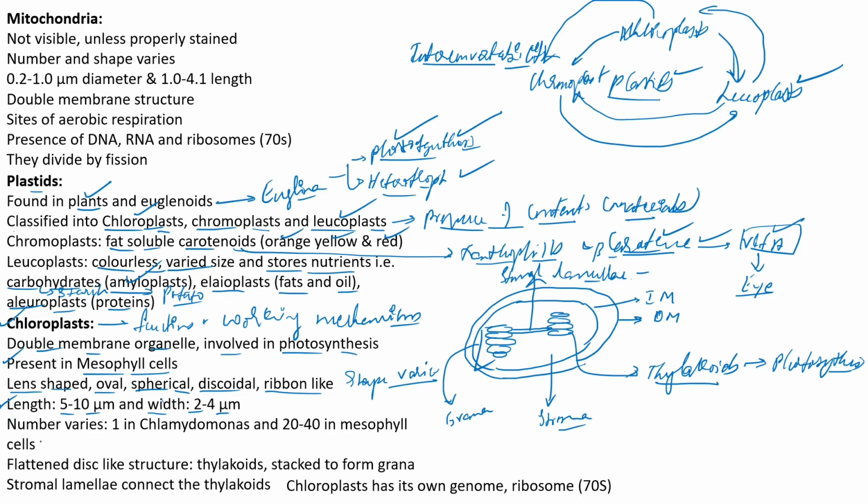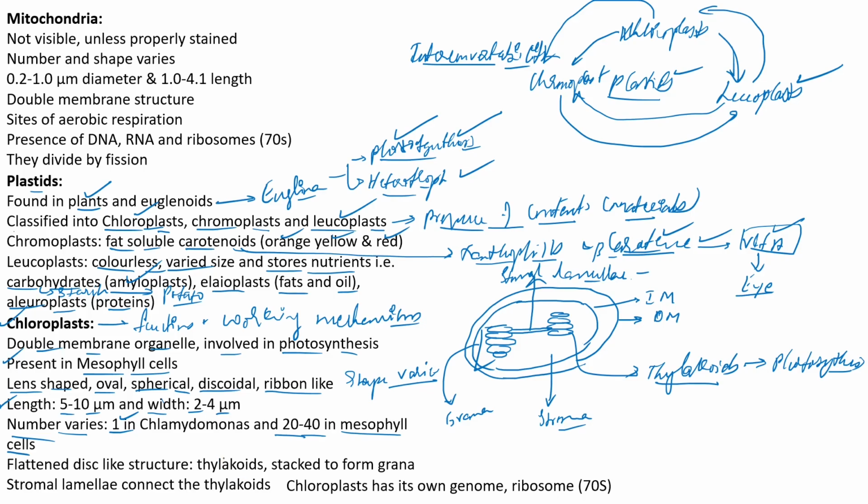Now, the number varies, as we have mentioned. Not only the shape varies, but even the number also varies. In Chlamydomonas, which is a kind of alga, you see it is one in number, and in the case of plant mesophyll cells, the number will be around 20 to 40.